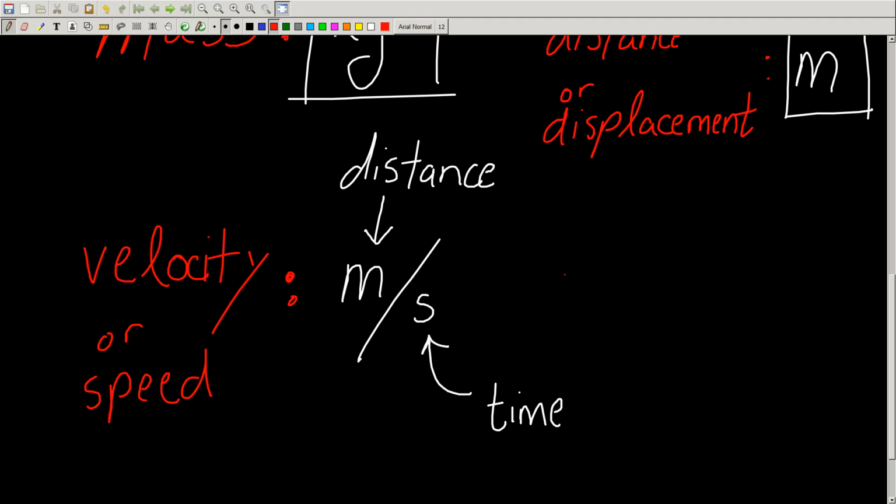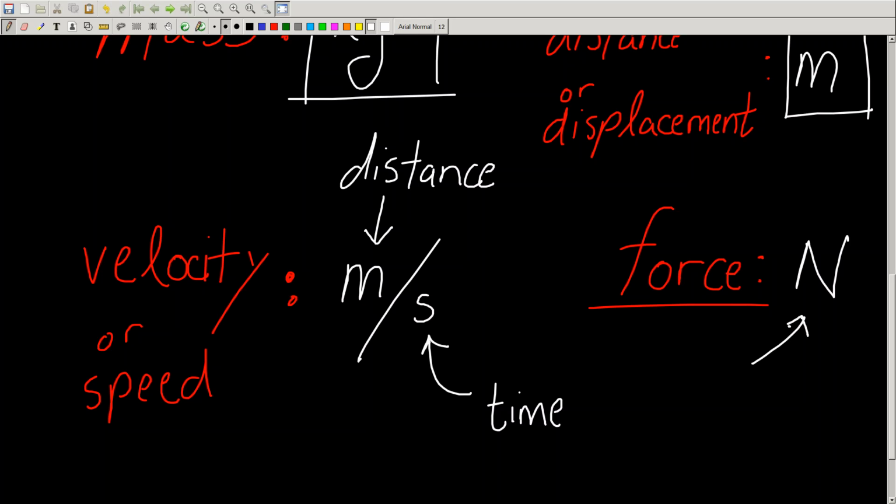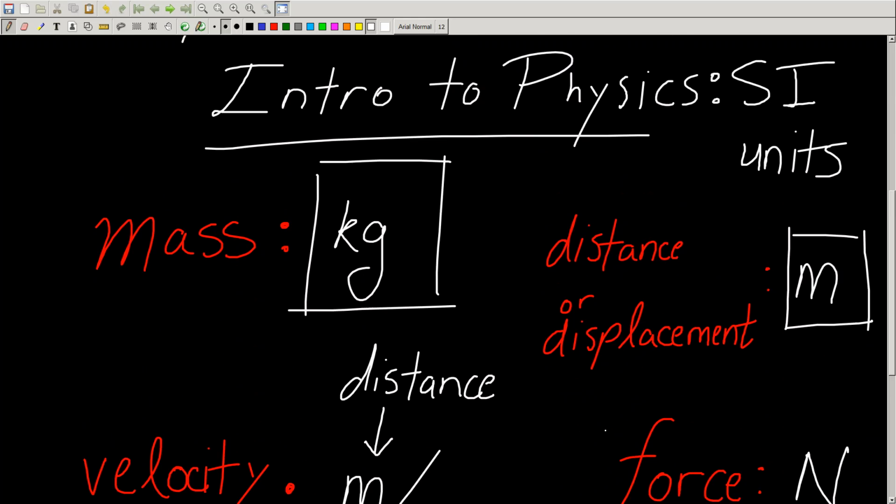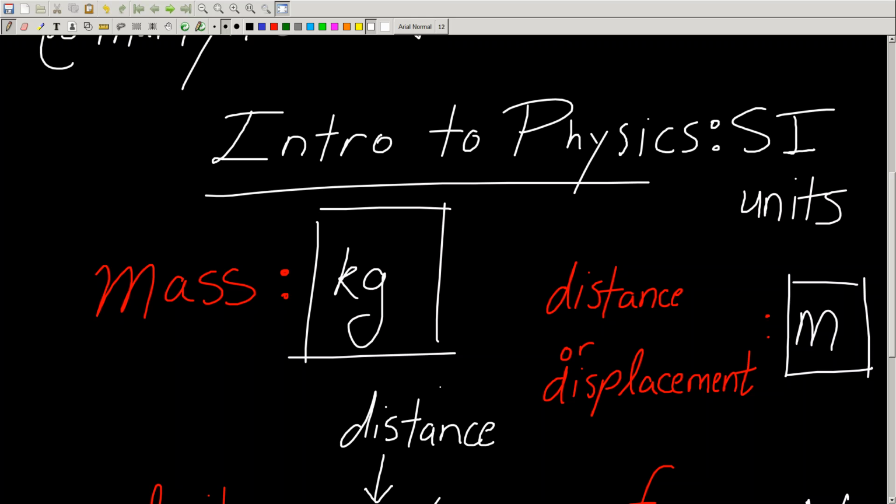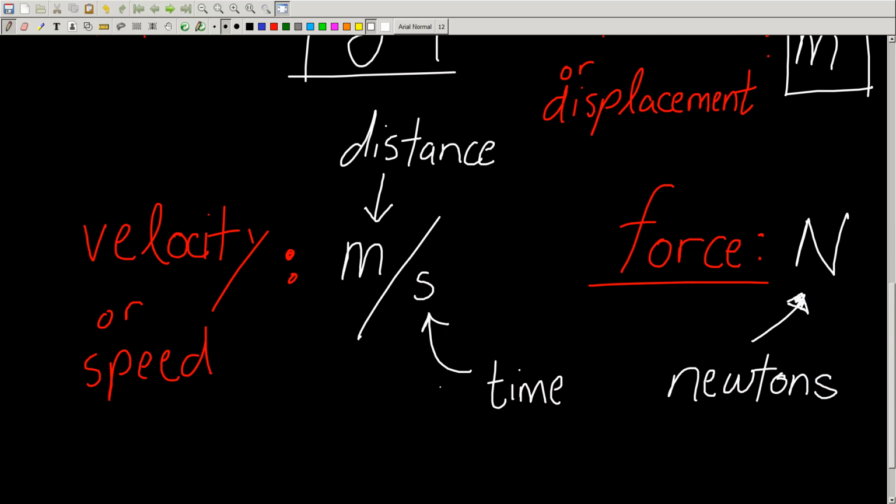What else? Force. We're going to see force in unit 2 in this course. Force has units of newtons. We talked about this in the last video. Newtons measure the strength of a push or a pull. So those are the units that we're really going to be focusing on in this course.